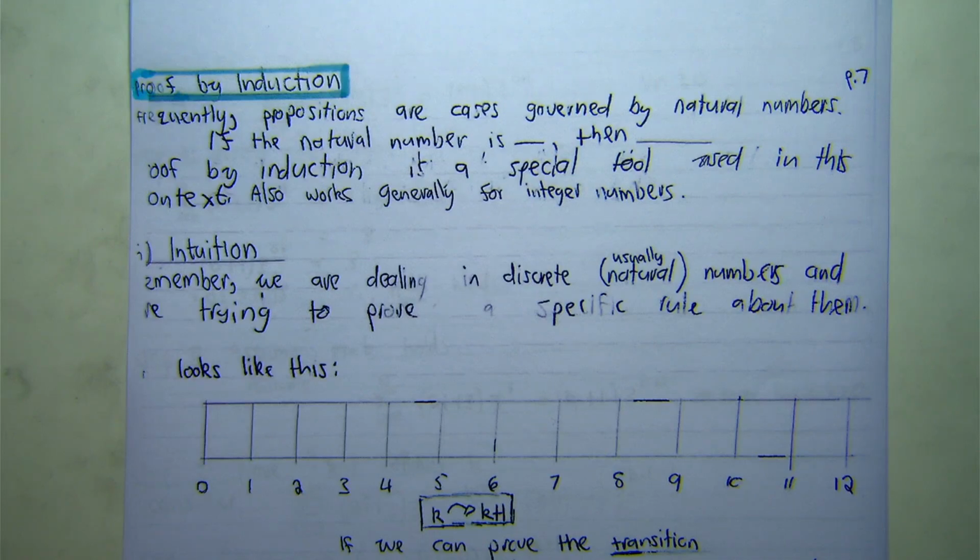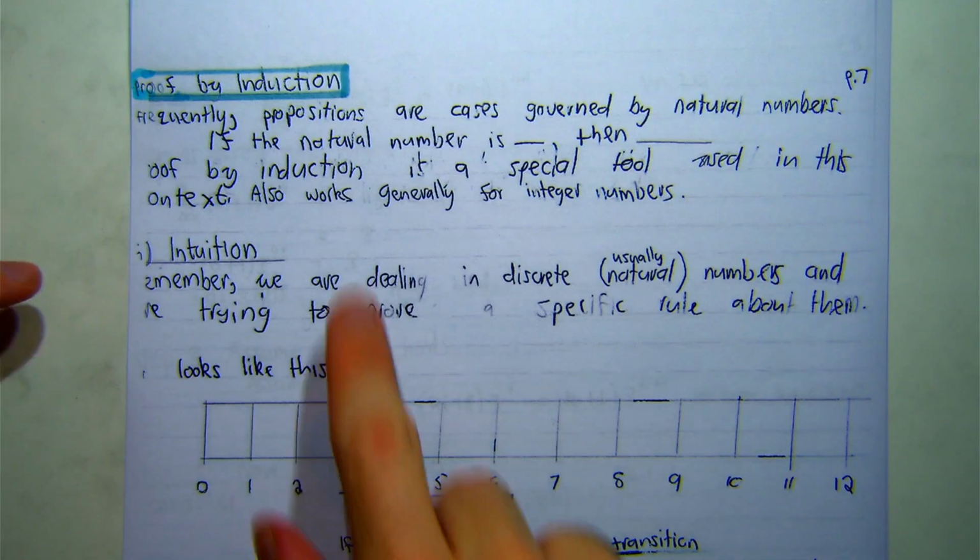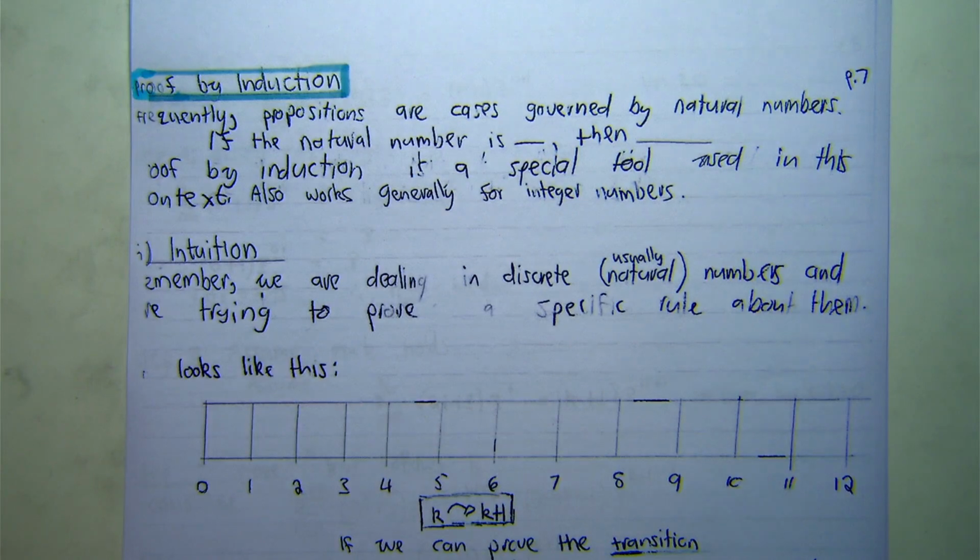Hey, welcome to this video where we look at proof by induction, which is another one of our proof techniques. So what is proof by induction? Essentially, proof by induction is a specific methodology, an approach that is useful for proving things in the discrete setting. Frequently, propositions are cases governed by natural numbers. If the natural number is n, then that means some rule about that number. Proof by induction is a special tool used in this context.